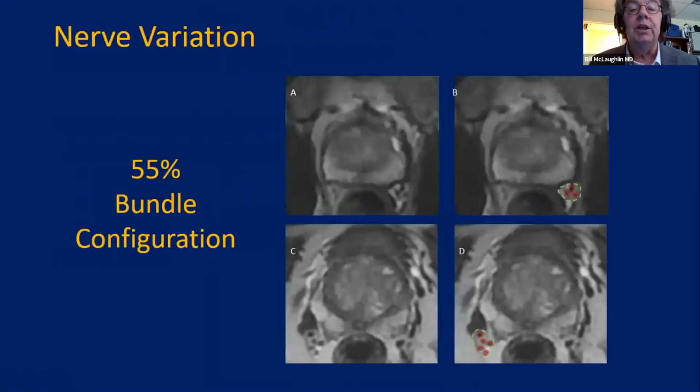So nerve variation, again, how can we use this information? Well, these are the nerves that Patrick Walsh described for nerve sparing. See this nice bundle, posterior lateral, classic nerve bundle. See those little dots and this nice shroud around it? That's the neurovascular bundle, famous. Here it is in this patient. You can see it a mile away, posterior and lateral. Problem? Only 55% of men have that bundle.